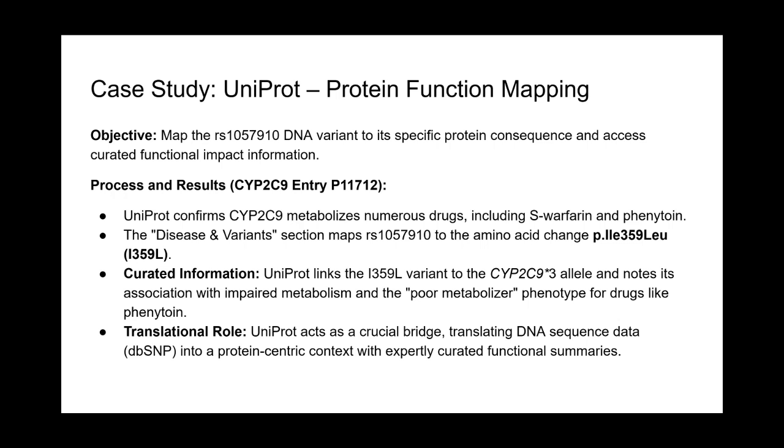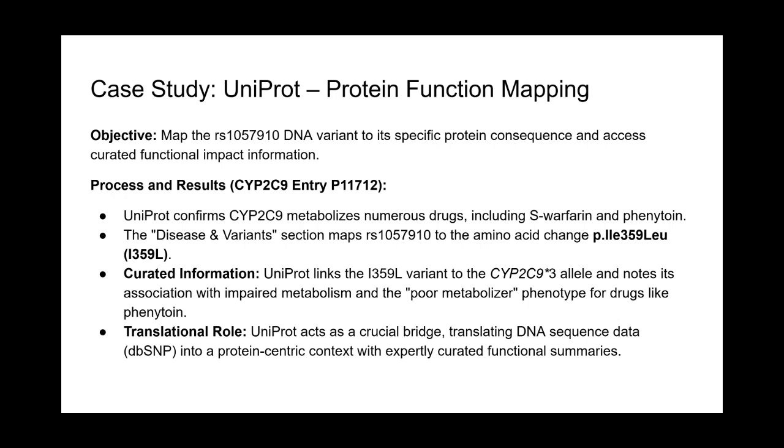The process begins by navigating to the UniProt homepage and searching for the gene name, CYP2C9. Once the search results are displayed, select the entry for Homo sapiens. The primary accession number associated with human CYP2C9 is P11712. The entry page for this accession number offers a detailed summary of the protein.